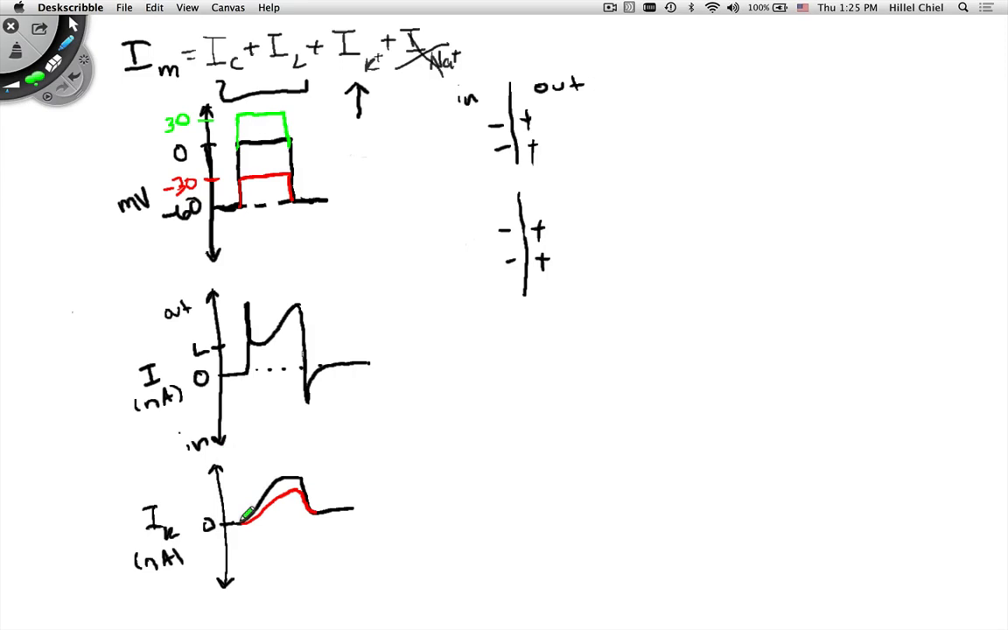Then it would activate quicker, right, and stronger. Right, and then inactivate. Good. So let's talk about why it doesn't activate instantaneously.